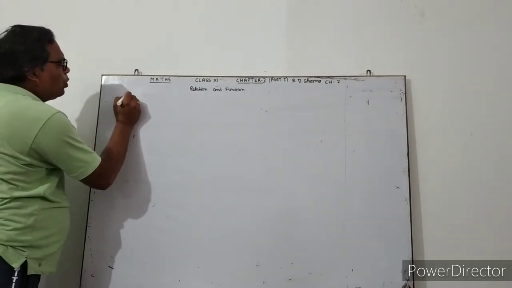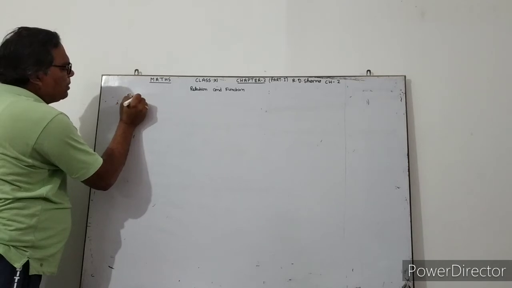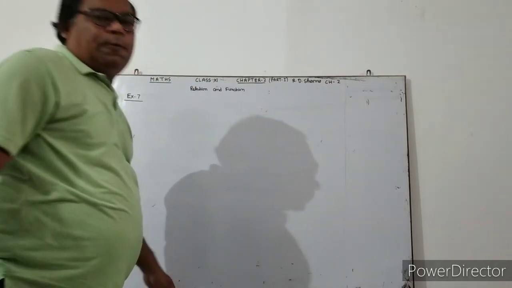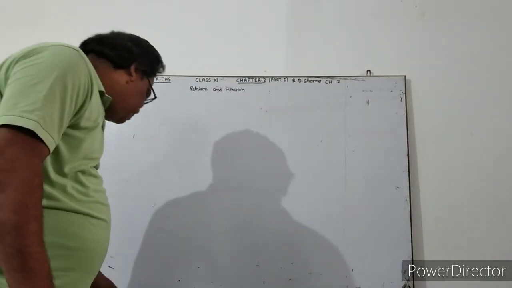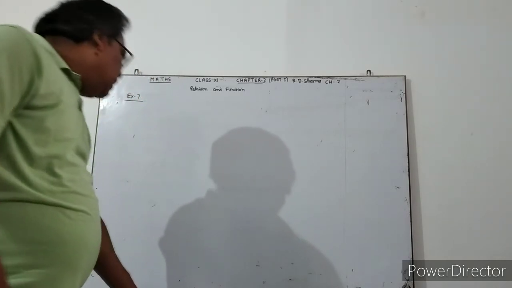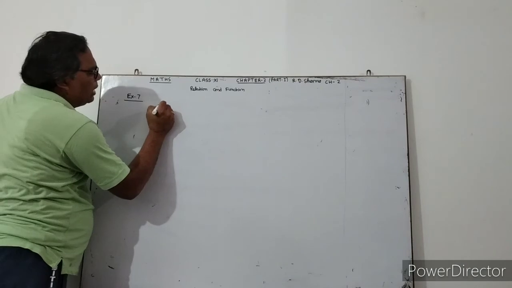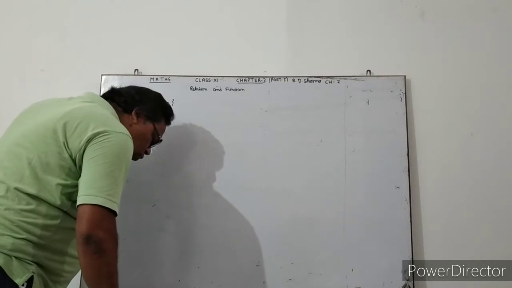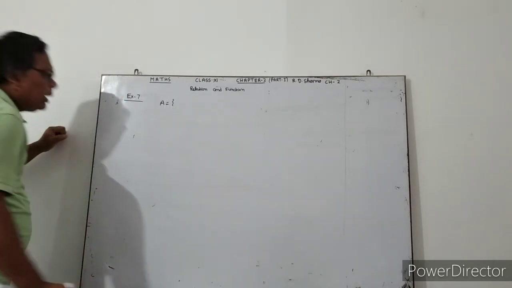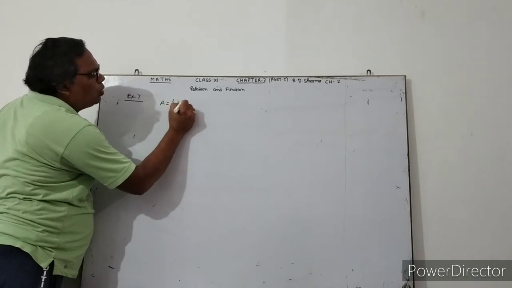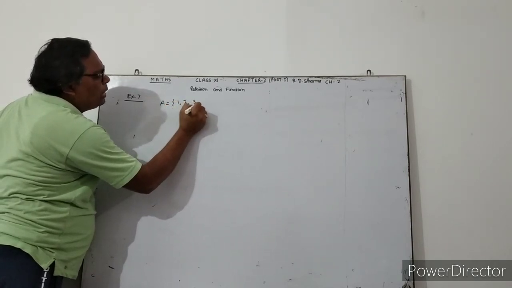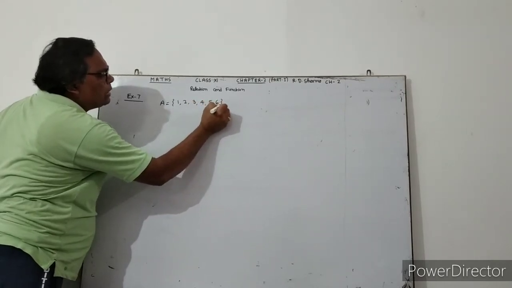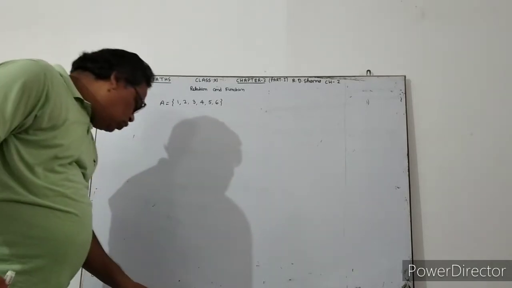Example 7 in your NCERT book, page number 34. Let A be the given set. Let A equal to {1, 2, 3, 4, 5, 6}.